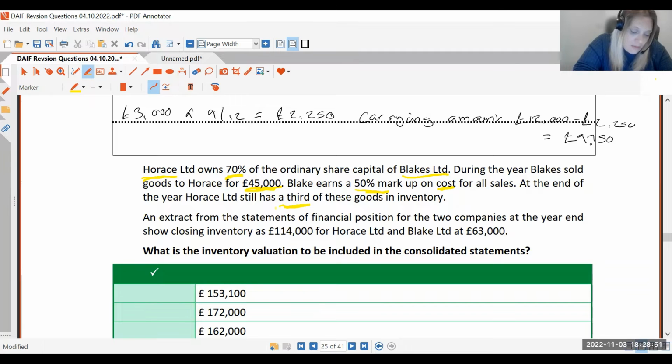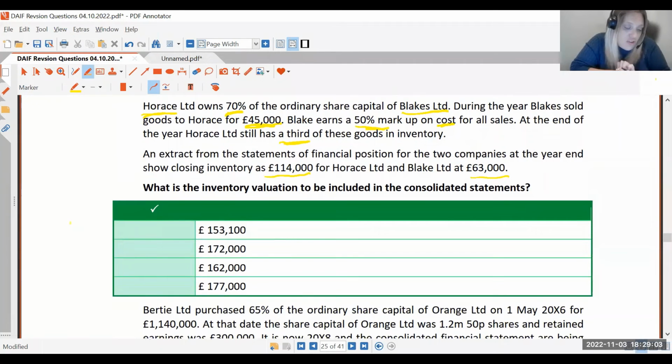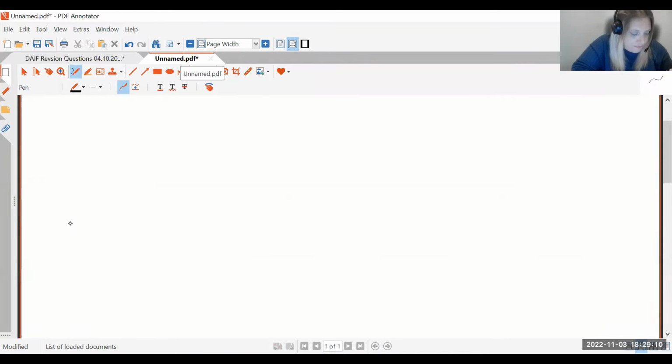An extract from the statements of financial position for the two companies at the year end show closing inventory as 114,000 for Ho Race and 63,000 for Blake. What is the inventory valuation to be included in the consolidated statements? So we're going to need some scrap paper for this.